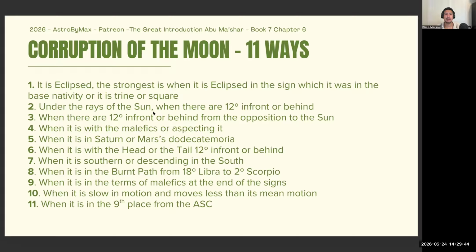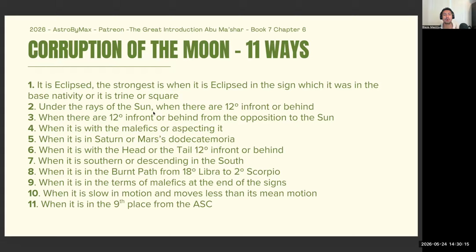If the moon is under the rays of the sun when there's 12 degrees in front or behind, but also if it's in the opposition, if it's 12 degrees in front or behind of the opposition, which we talked about last class, was the bond of the moon. And so if the moon is in that bond, in that aspect, when it's just approaching 12 degrees in front and just leaving those 12 degrees, when it's in that range, it's corrupted. So the full moon, you shouldn't be doing anything under the full moon. It's a corrupted moon, according to Abu Mashar here.